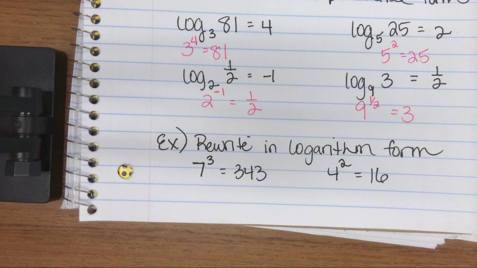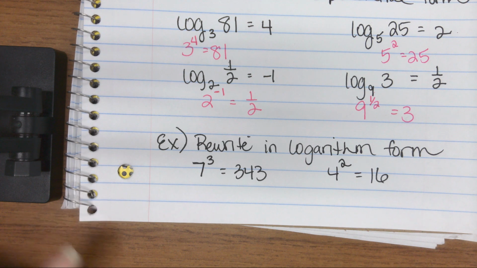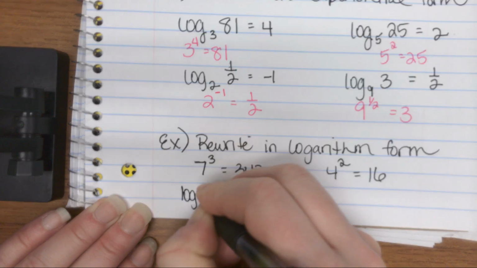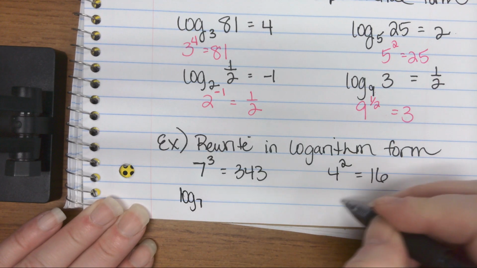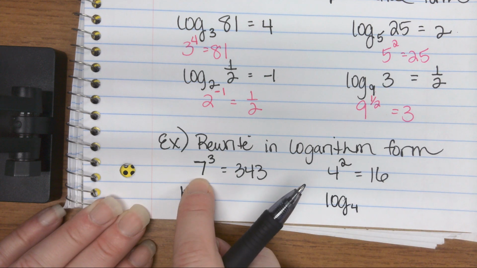Thank you. All right, so the key thing here is all of these are going to start with log. And then the base is going to be the base of my exponent. What is the base of my exponent here? Not the exponent. What's the base of the exponent? 7. So this is going to be a log base 7. Okay. What's this one going to be? This is going to be a log base 4. Okay. So the base of the exponent is the base of the log.